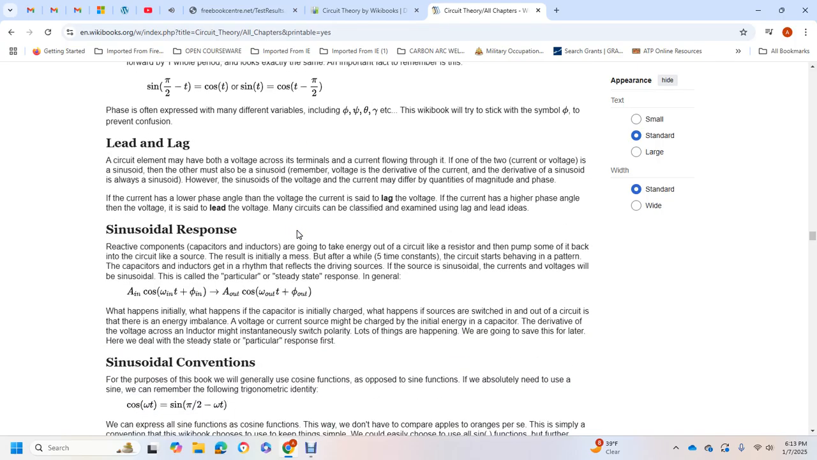Sinusoidal response: reactive components like capacitors and inductors take energy from the circuit like a resistor, and pump some of it back into the circuit like a source. The result is initially messy, but after a while the time constants of the circuit die out, and the circuit behaves in a pattern, with the capacitors and inductors following the rhythm of the driving source. The source is sinusoidal, so the current and voltage are sinusoidal. This is called the particular, or steady state, response. What happens initially? The capacitor may be initially charged, the source may be switched in and out of the circuit, and there may be an energy imbalance. The capacitor may hold initial energy, and the inductor might instantaneously switch polarity. Lots of things happen. We're going to save this for later. Here we deal with the steady state and particular response.